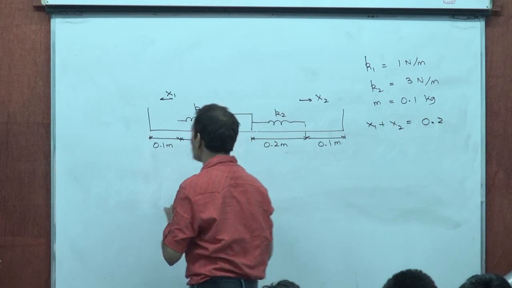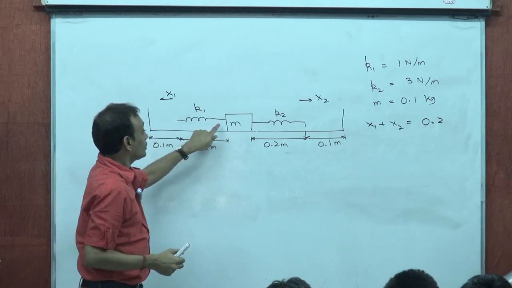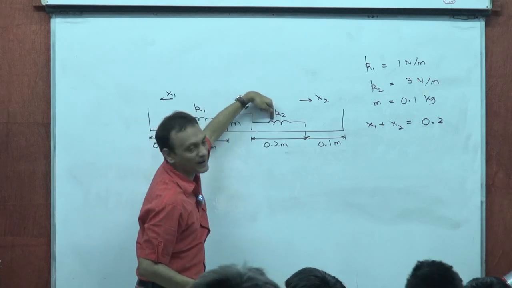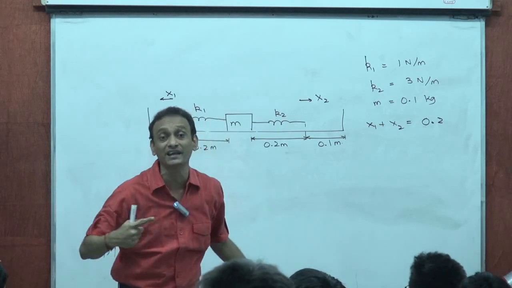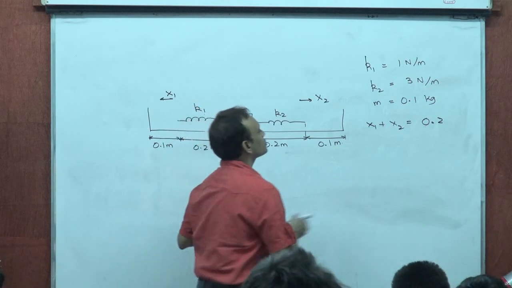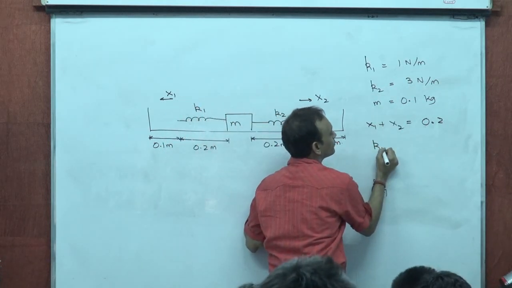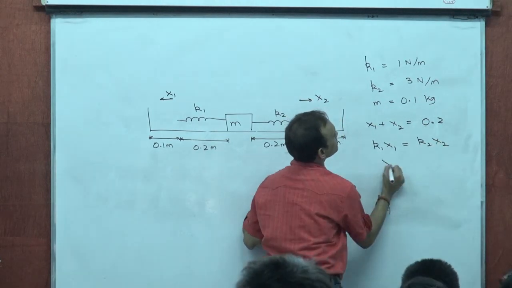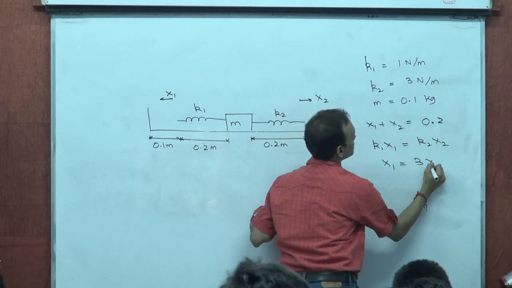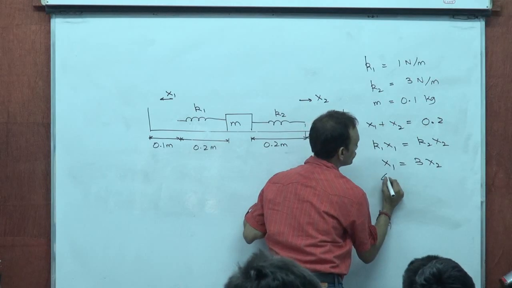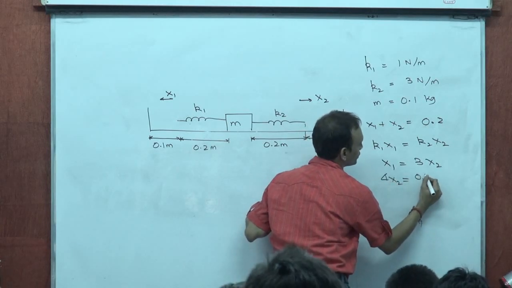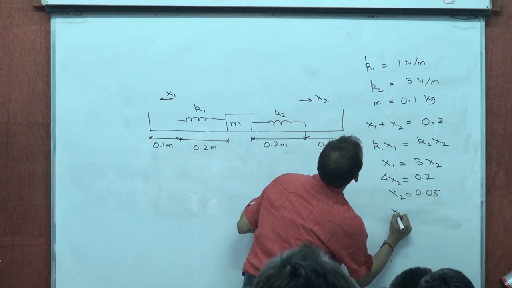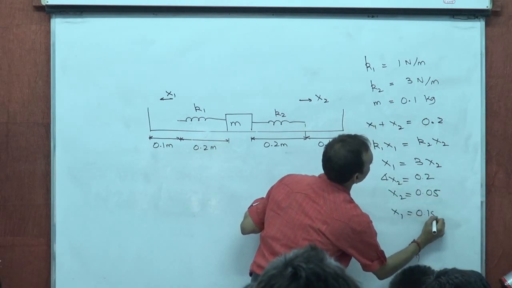Okay. Not only that, this spring will exert K1 x1 on this mass in this direction, balanced by K2 x2 in this direction because it's an equilibrium position. So K1 x1 equal to K2 x2, which means x1 must be 3 x2. So 4 x2 is 0.2, x2 is 0.05 and therefore x1 must be 0.15.